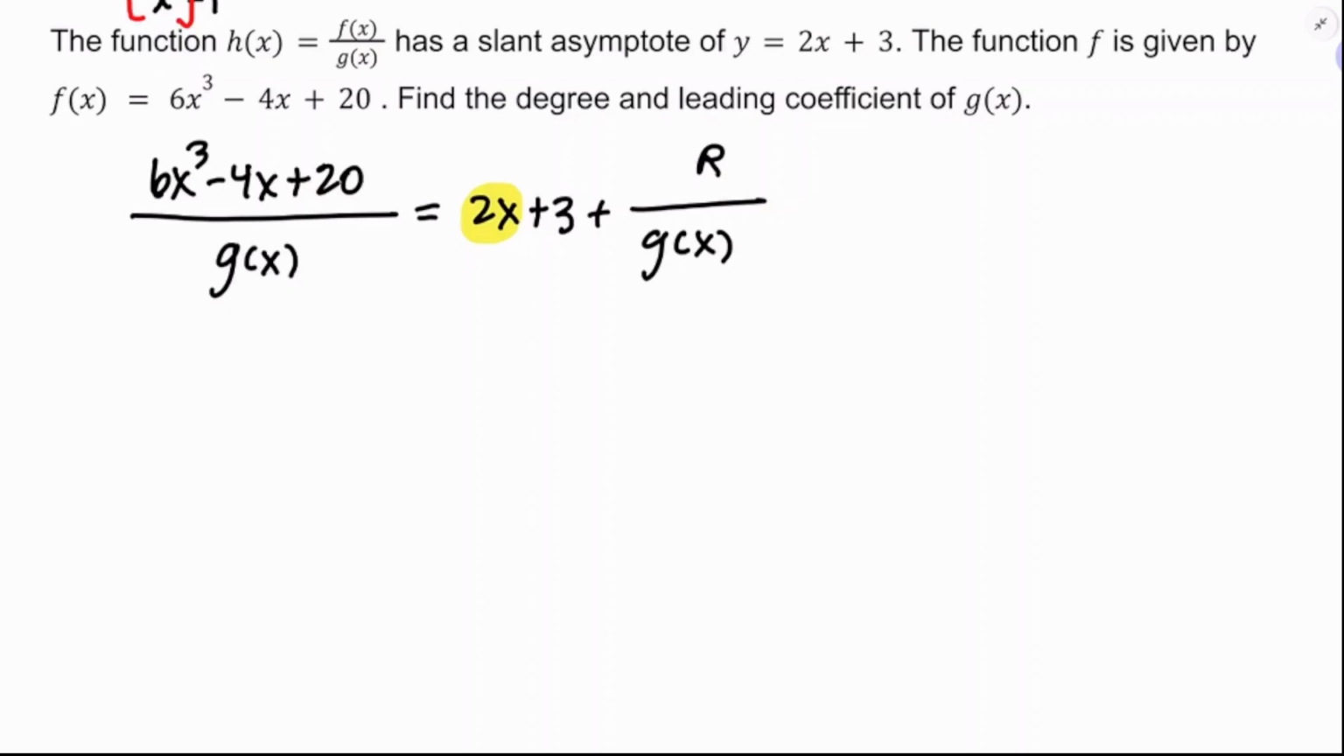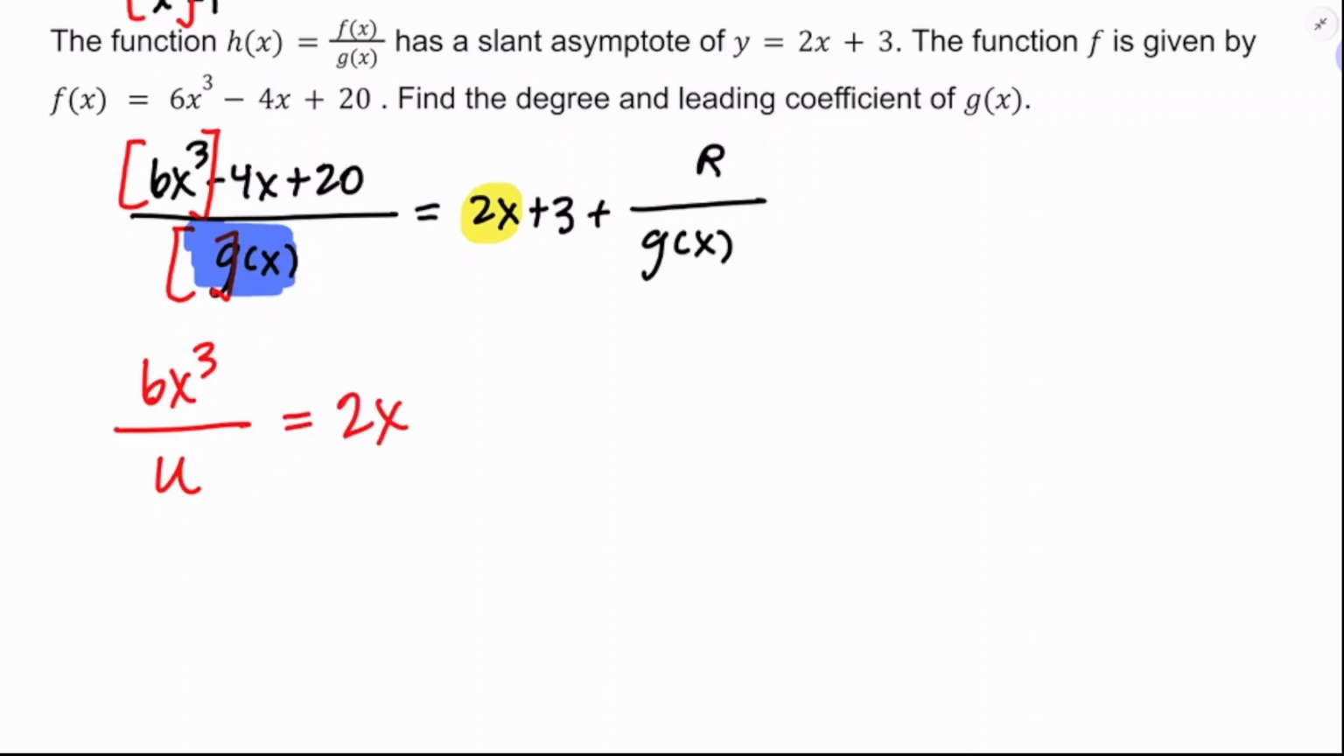So I envision, okay, well, what am I going to make sure happens down here? What needs to go down here? What I always do is I grab the leading term of that polynomial and I divide it by the leading term of this polynomial, and I'll say, all right, 6x cubed over the leading term of g, well, that's all I need to find the degree and leading coefficient of g, over something, I'll call it u. This is equal to 2x.